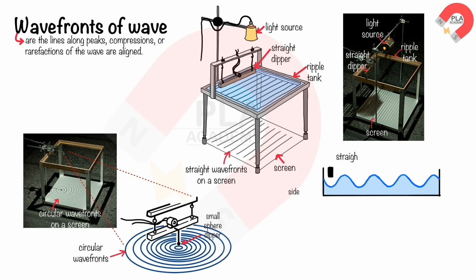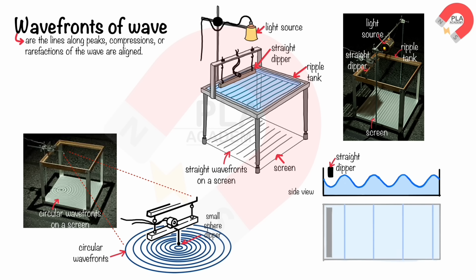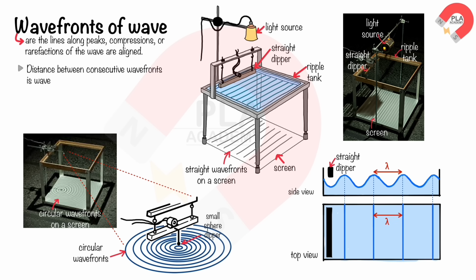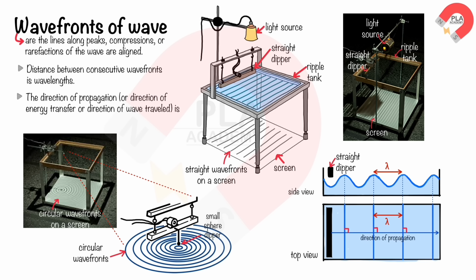The side view of the water wave in the ripple tank. The top view of the water wave in the ripple tank. We see the wavefronts are straight along crests, or troughs of the wave. So, the distance between consecutive wavefronts is the wavelength, because the wavelength is the distance between two consecutive crests, or troughs of the wave. The direction of propagation, or direction of energy transfer, or direction of wave travel, is always perpendicular to the wavefronts.